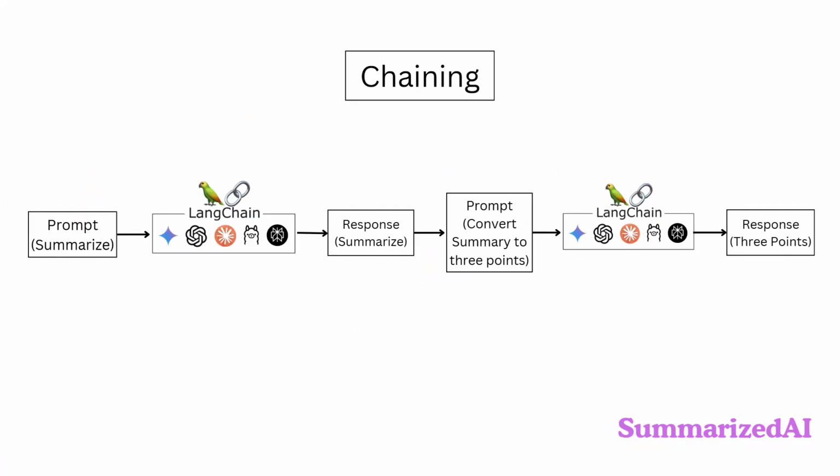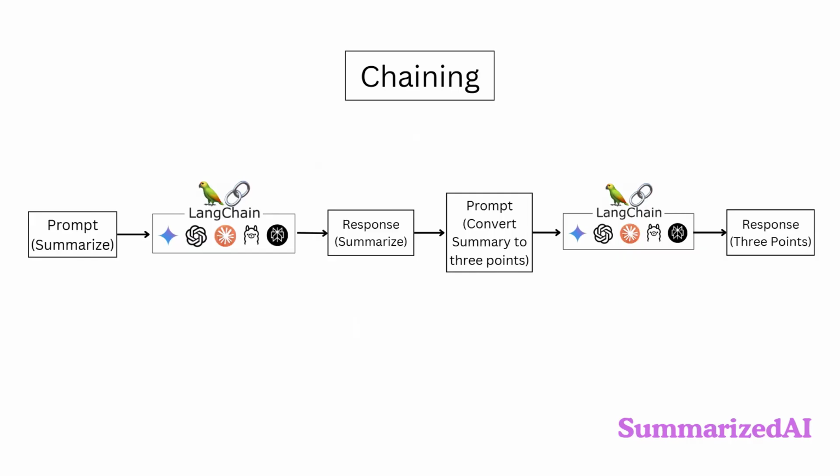Now what is this chaining all about? In simple words, chaining in LangChain means connecting multiple AI steps or components together so that the output of one step becomes the input of the next step, just like a relay race. So it's called a chain because data flows through different stages: prompt creation, model call, response formatting, etc.